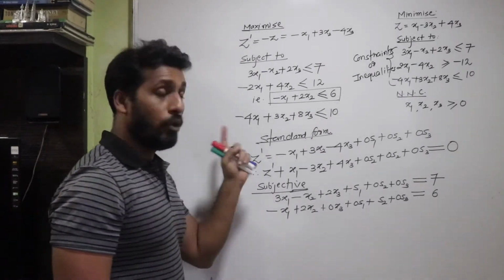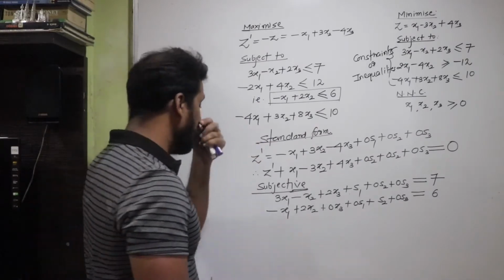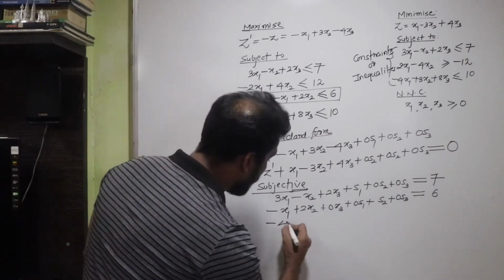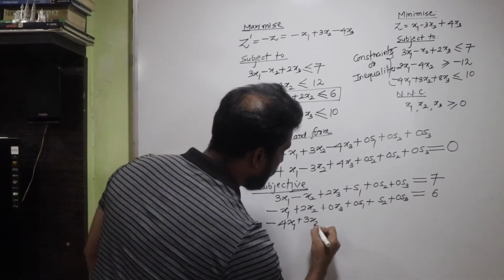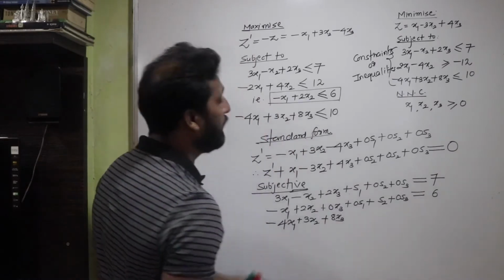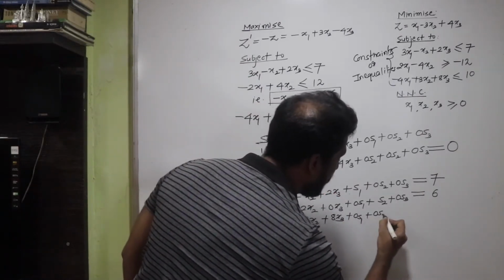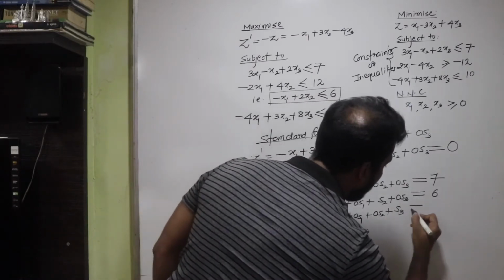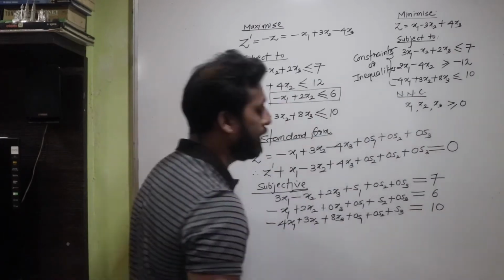Let's move ahead with the third inequation. So the third inequation now gets transformed into an equation. I'm going to write minus 4x1 then plus 3x2, then plus 8x3, then there is 0s1 plus 0s2 and plus s3 is equal to 10. The right hand side was 10, so I'm going to write 10 here.